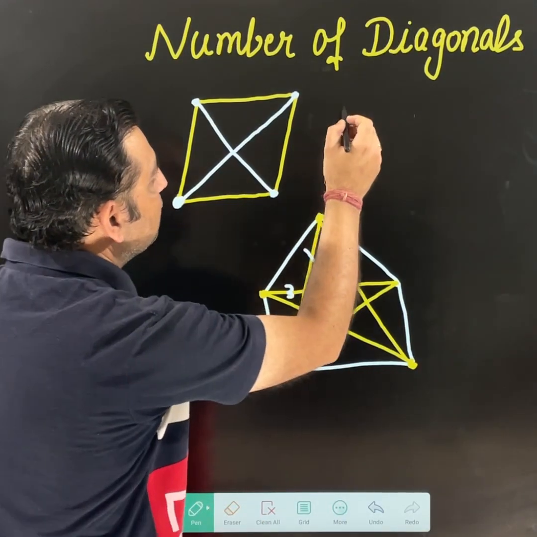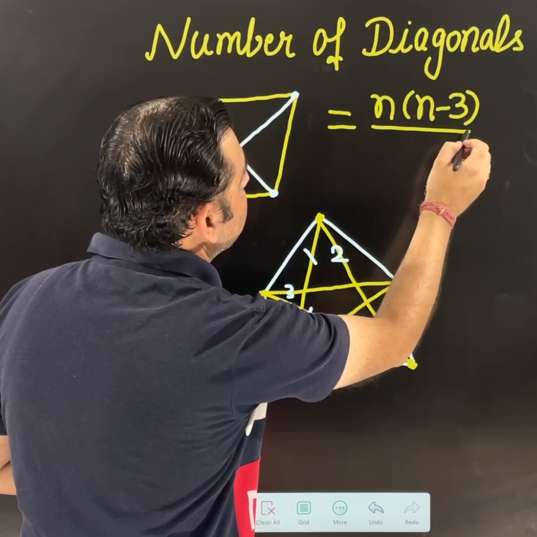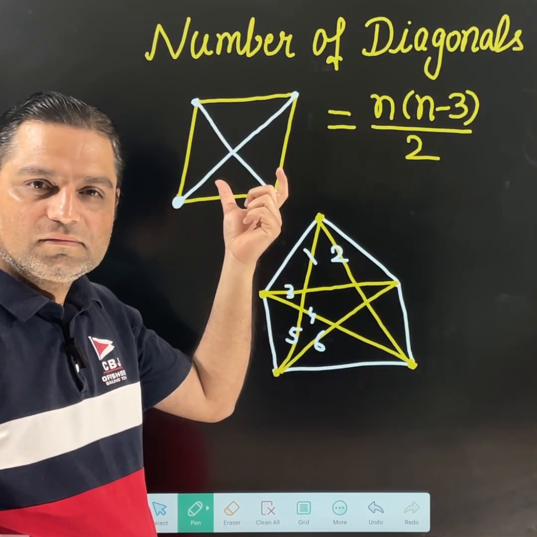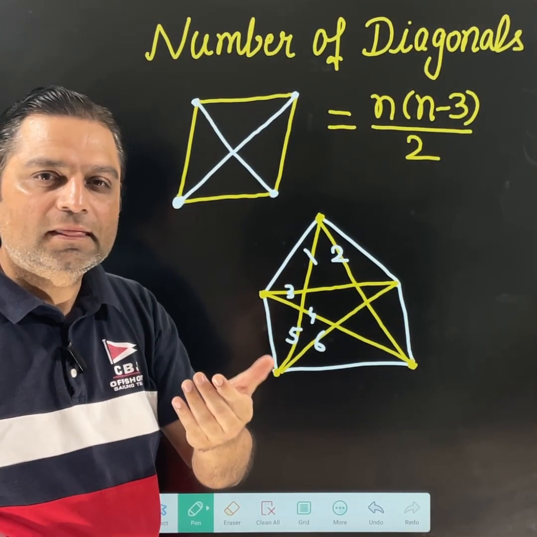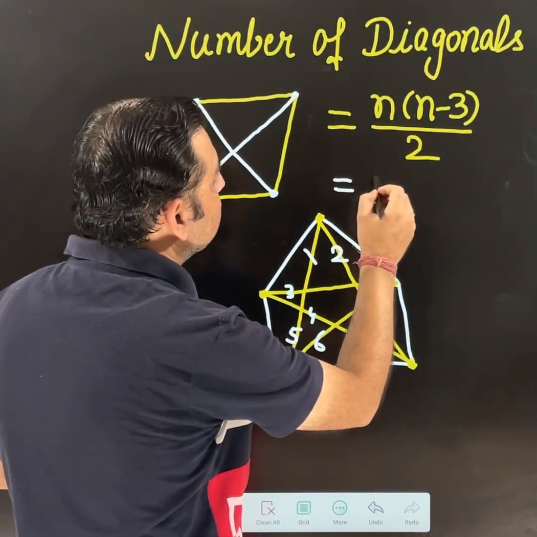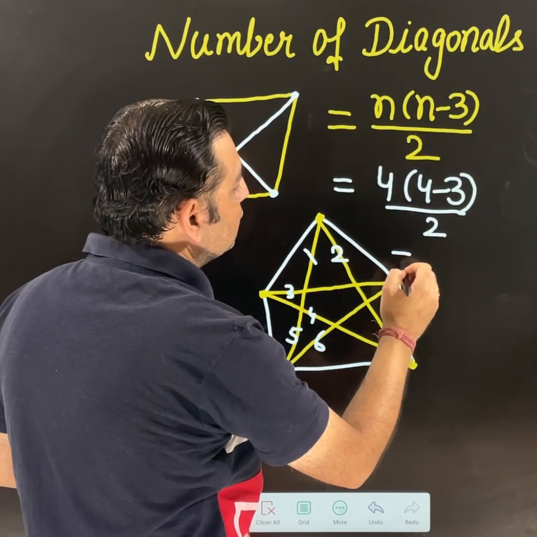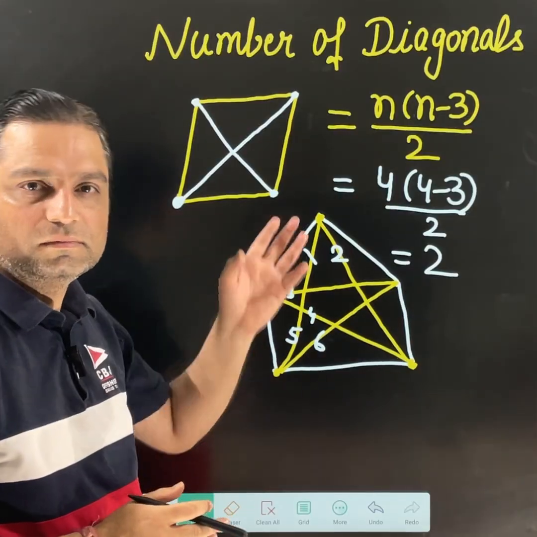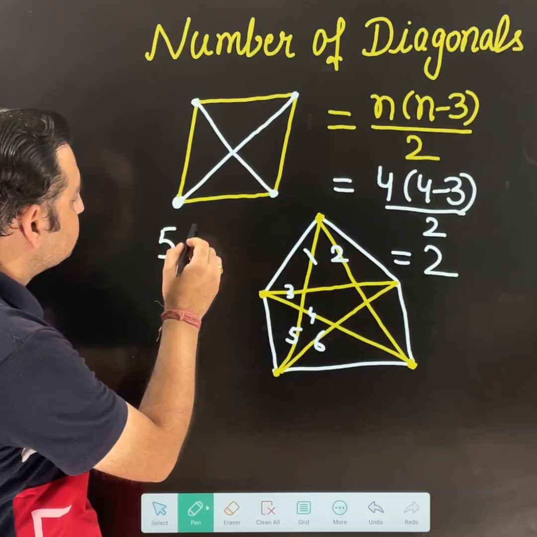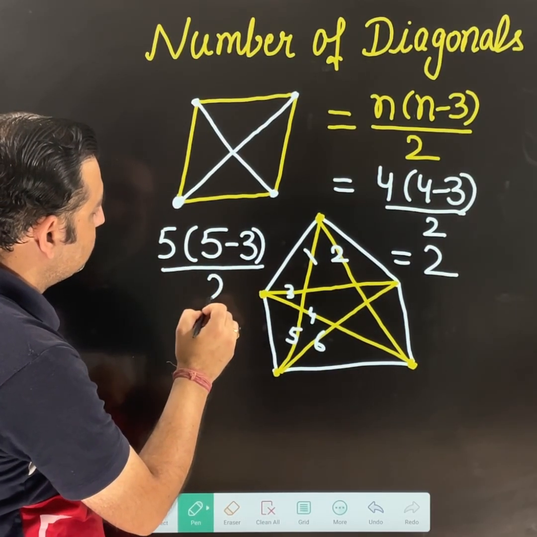And what is that formula? The number of diagonals formula is n times (n minus 3) divided by 2. For example, this was a quadrilateral. A quadrilateral has 4 sides. That means the value of n is 4. If I substitute this value here, 4 times (4 minus 3) divided by 2, if you solve it, you will get 2. Right, 2 diagonals are there. For the pentagon, n is 5, so I'm using this formula, 5 times (5 minus 3) upon 2.